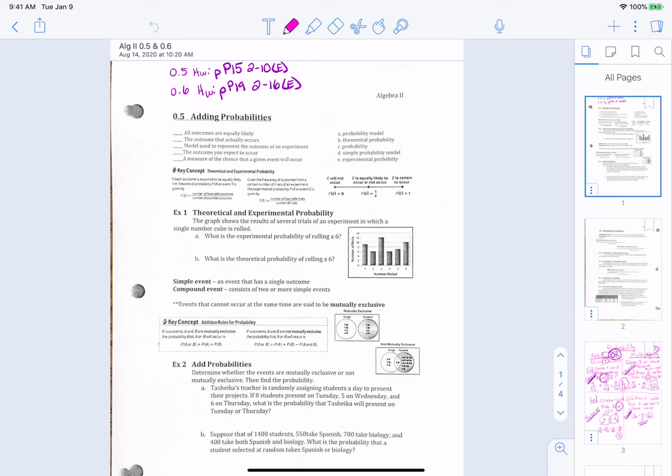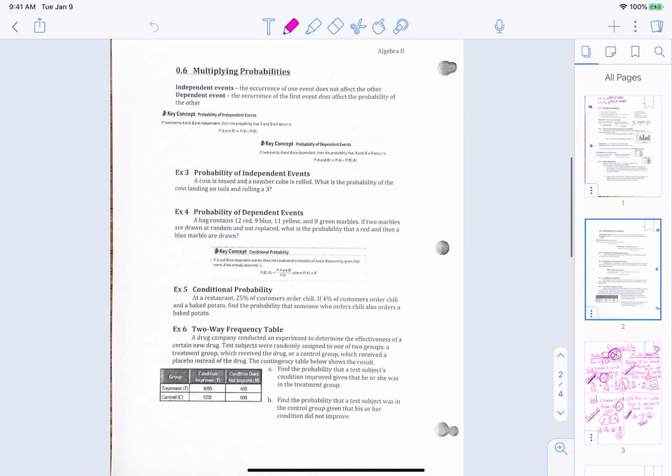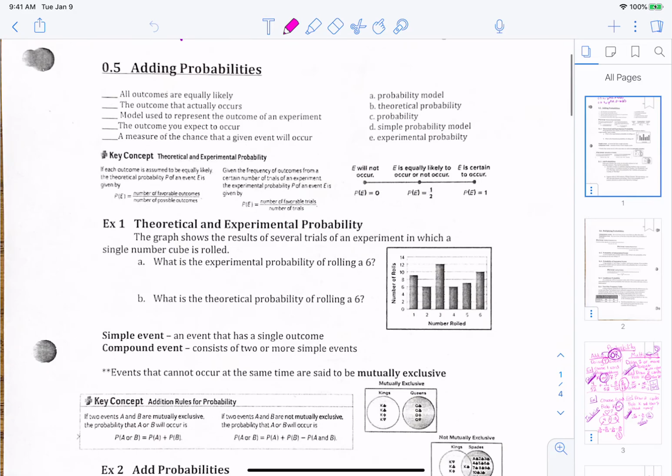Okay, 05, adding probabilities. So this was the left-hand side of the sheet that we filled out yesterday. The back side here, 06, is the right-hand side, okay? So adding probabilities, let's go ahead and fill these in.